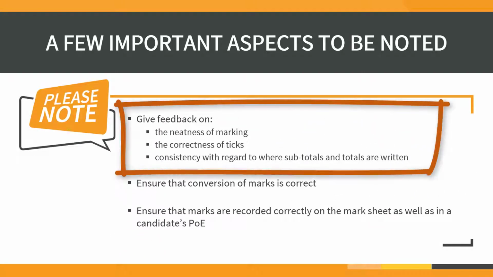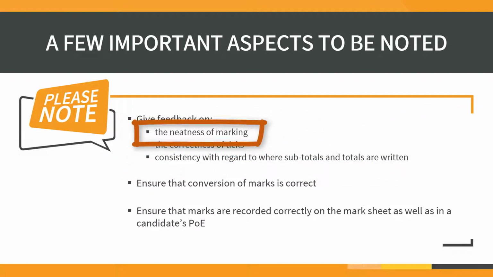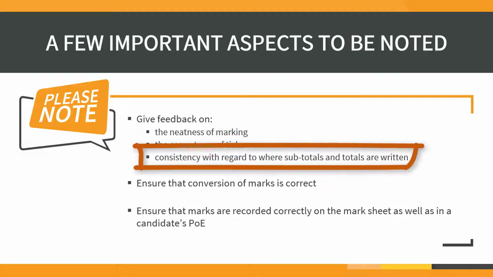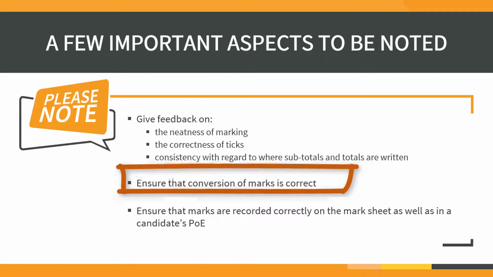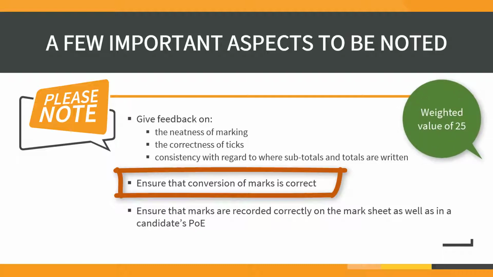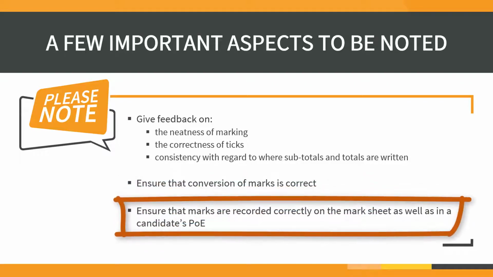When giving feedback to the marker, also address aspects such as the neatness of marking, the correctness of ticks, for example, where a fact counts 2 marks each, 2 ticks should be made. Consistency with regard to where subtotals and totals are written. It is also important to make sure that conversion of marks is correct. For example, where a mark obtained out of 100 must be converted to a weighted value of 25. Ensure that marks are recorded correctly on the mark sheet as well as in the candidate's portfolio of evidence.